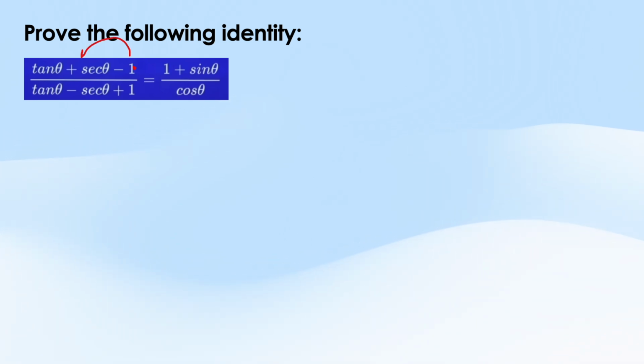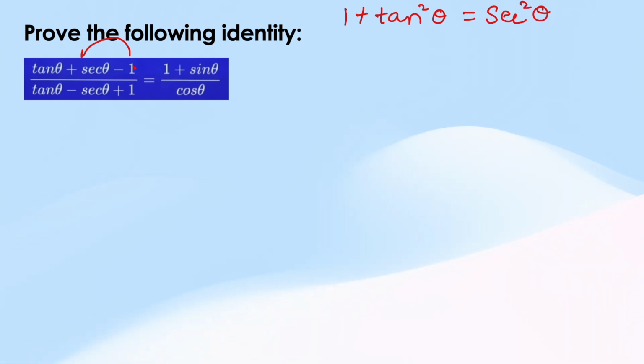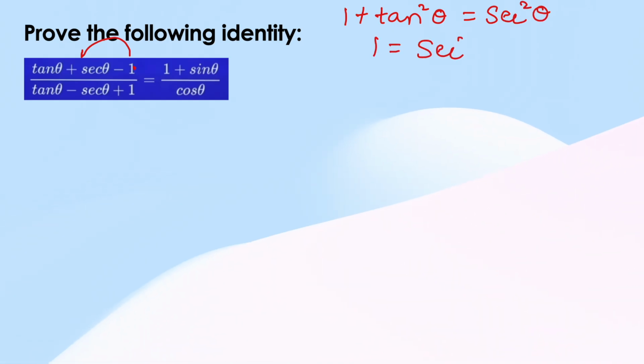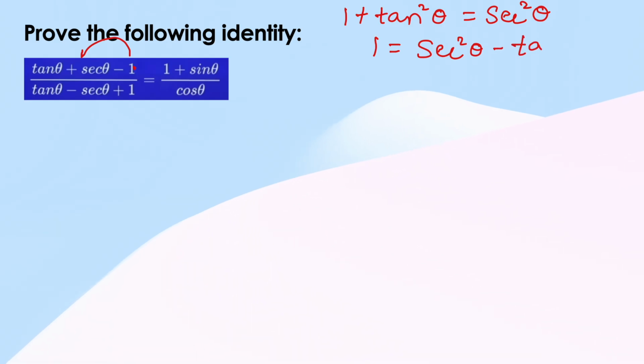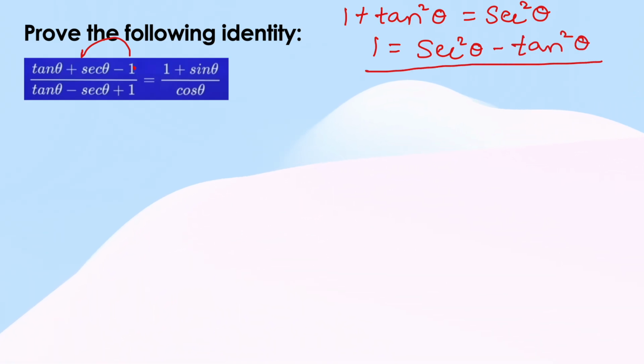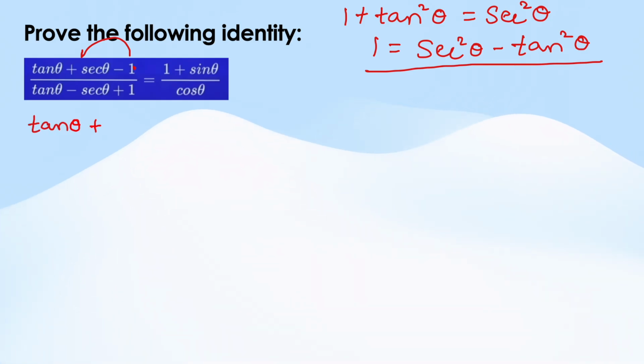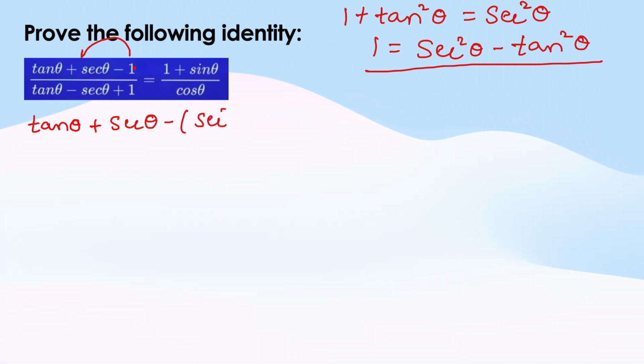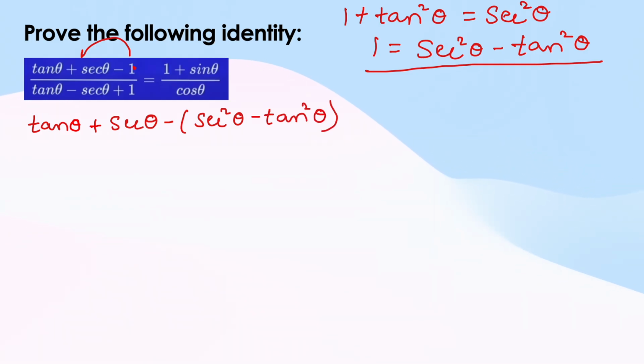So what we know, 1 plus tan square theta equals sec square theta. So in place of 1 I can write sec square theta minus tan square theta. Just remember this thing, very very important, that 1 can be written in terms of sec and tan. So it will become tan theta plus secant theta, in place of 1 secant square theta minus tan square theta. Okay.